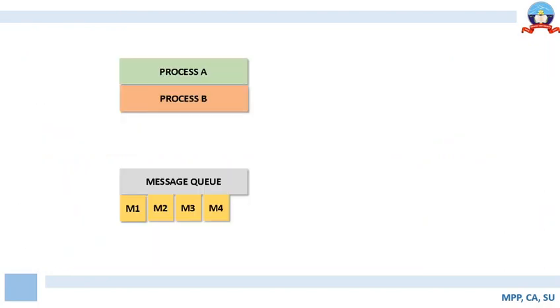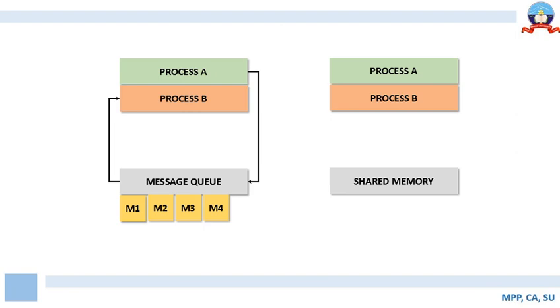This is a very simple schematic diagram that shows how a message queue is used. You have a message queue with multiple messages. Process A creates messages and places them in the message queue, whereas process B utilizes the messages based on their purpose. Likewise, you have shared memory that is utilized by two different processes, A and B, in order to perform the desired behavior. So these are the two ways in which inter-process communication may be established between processes.